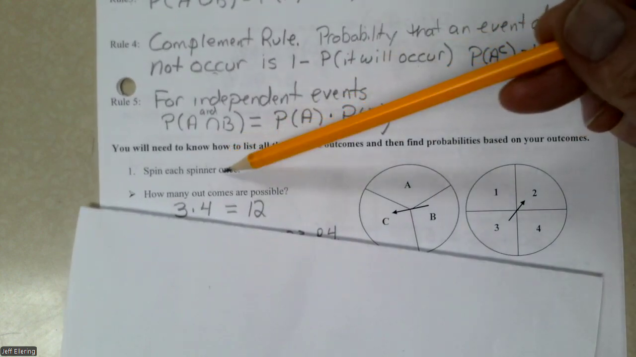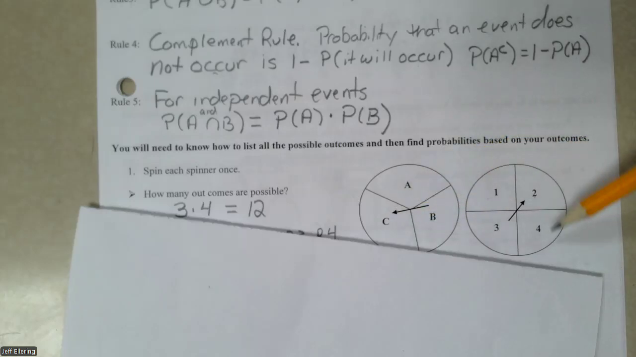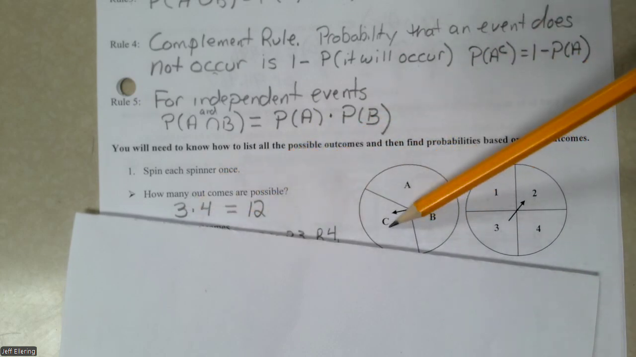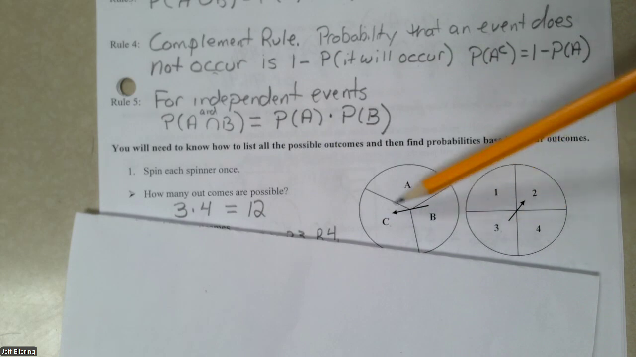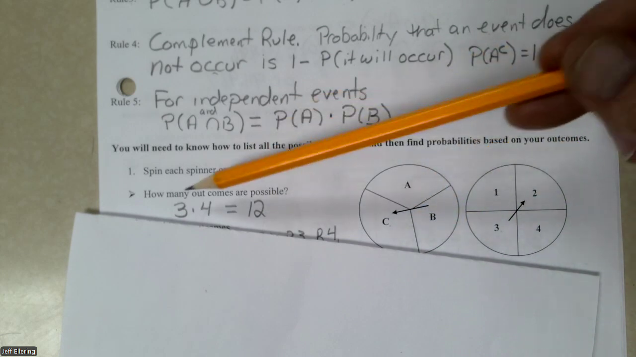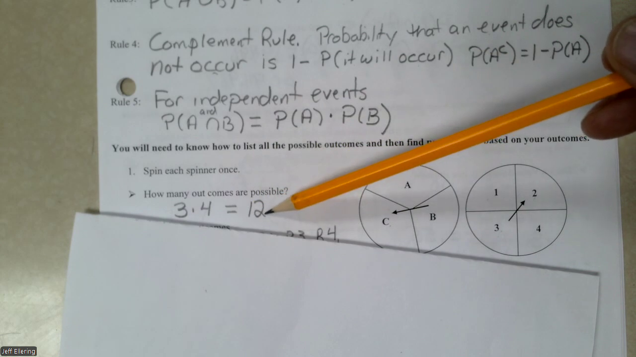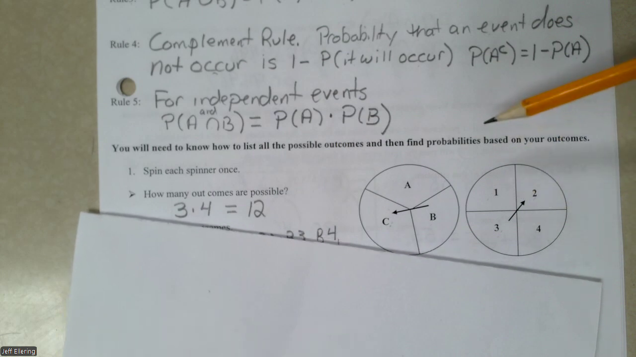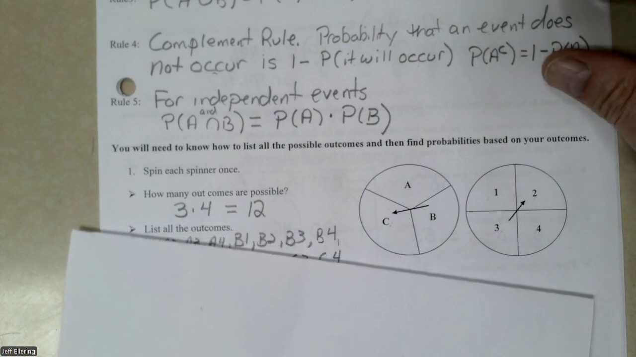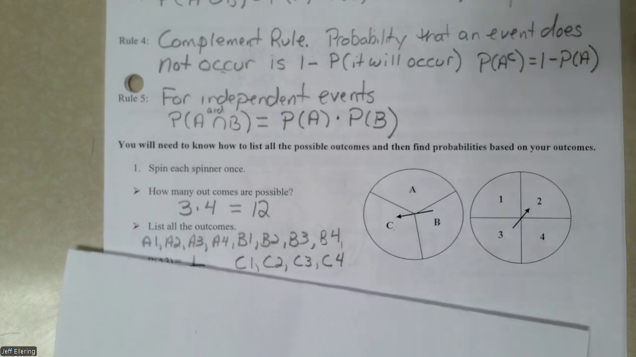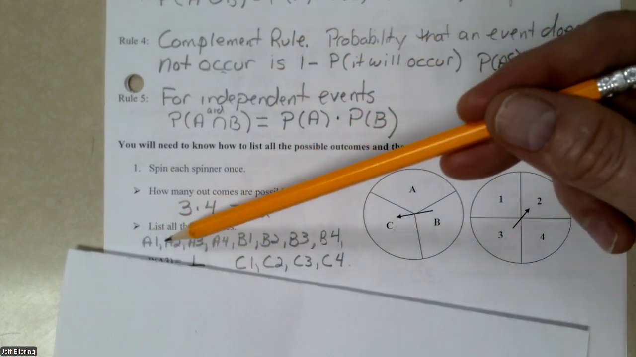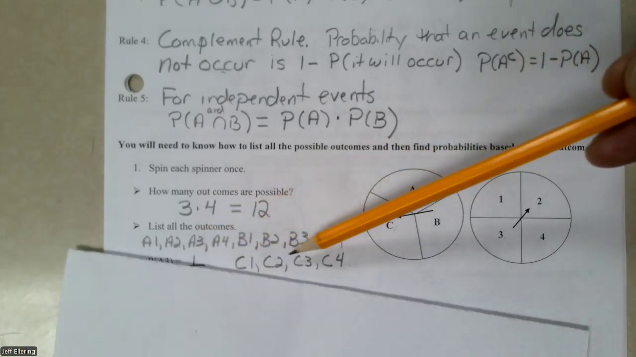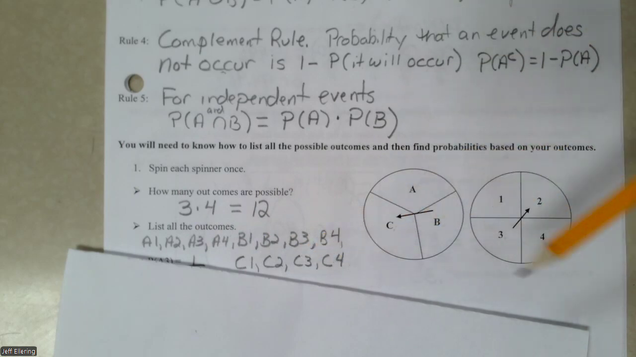So you're going to spin each spinner once. How many outcomes are there? Well, there's 3 spaces on this one. There's 4 spaces on this one. They're equal in size. So 3 times 4 is 12. There are 12 outcomes. Number 2, list all the outcomes. So we simply list A1, A2, A3, A4, B1, B2, B3, B4, C1, C2, C3, C4. Okay, match each one up.